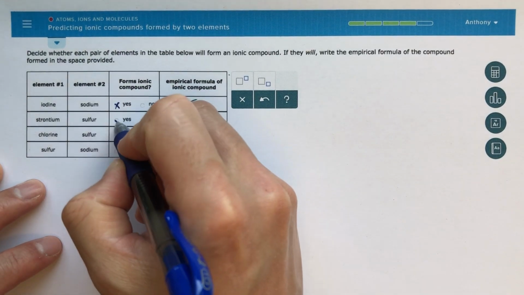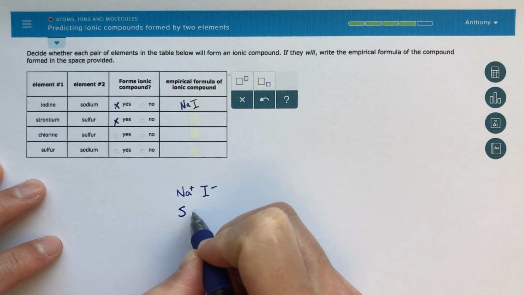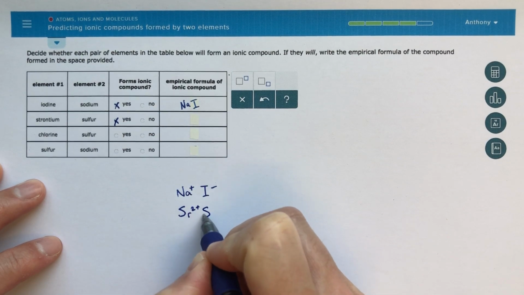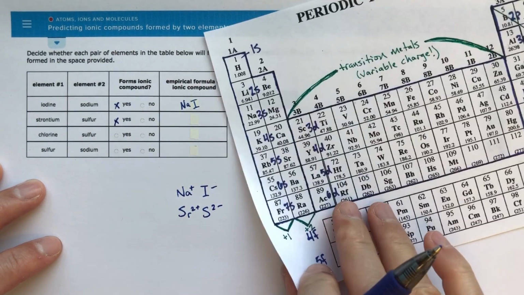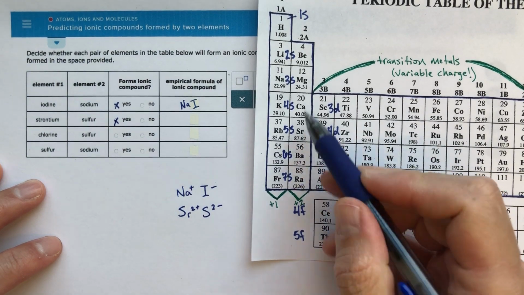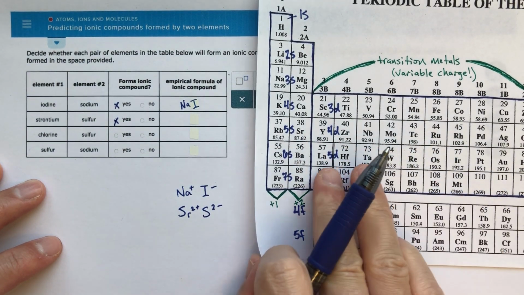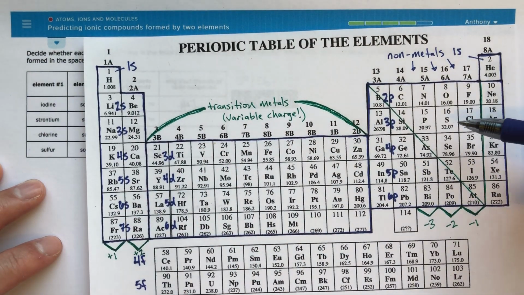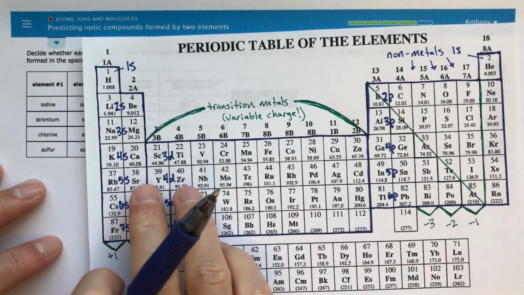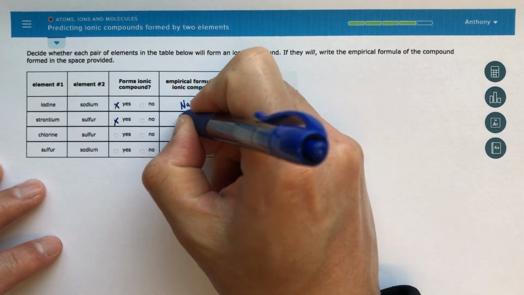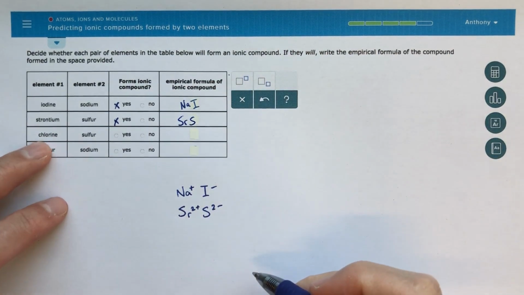Strontium and sulfur, yes. So strontium is Sr2+, sulfur is going to be S2-. Again, strontium here, group 2, always going to be +2 in that ionic compound. And then sulfur is here in group 6, -2 charge. So that one will just be SrS.